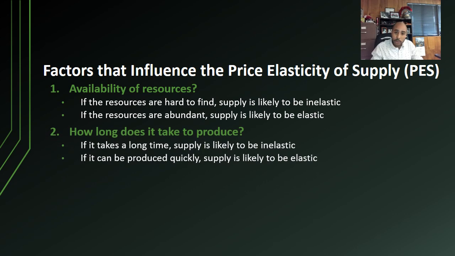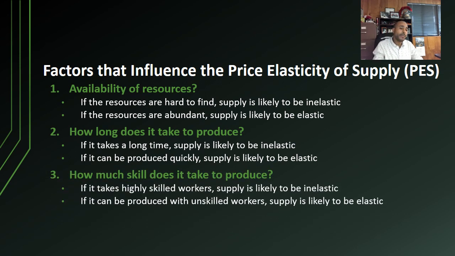How long would it take to produce that thing? If the good or service takes a really long time to produce, that means that producers cannot respond when the price changes, and so the supply is going to be inelastic. But if it's something that can be produced relatively quickly, the supply is going to be more elastic. Last off, how much skill does it take to make that good or service? If it's going to take some really highly skilled workers, then the product will be inelastic. But if it can be produced by unskilled workers, then the product's more likely to be elastic.